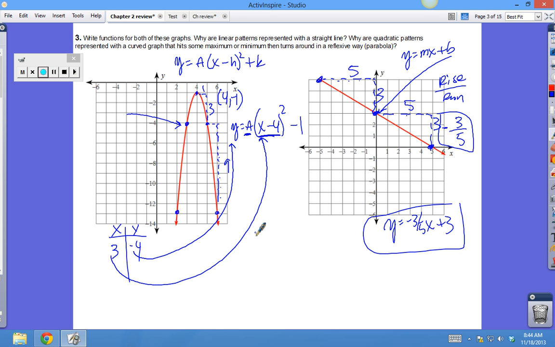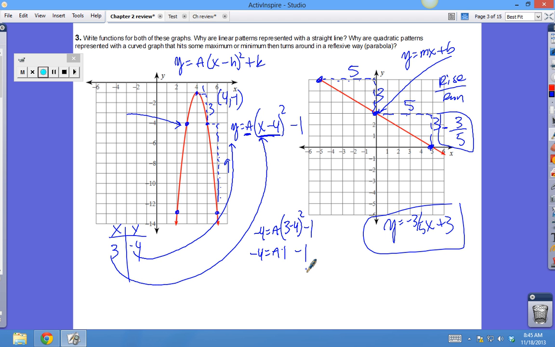So I'm going to have this: negative 4 equals a times (3 minus 4) squared minus 1. Okay, parentheses first: 3 take away 4 is negative 1. Then you've got to square it. Negative 1 times itself is a positive 1. So I got negative 4 equals a times a positive 1 minus 1. Okay, now you've got to solve for a.